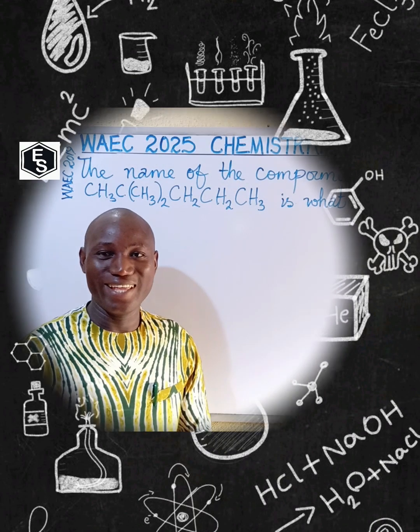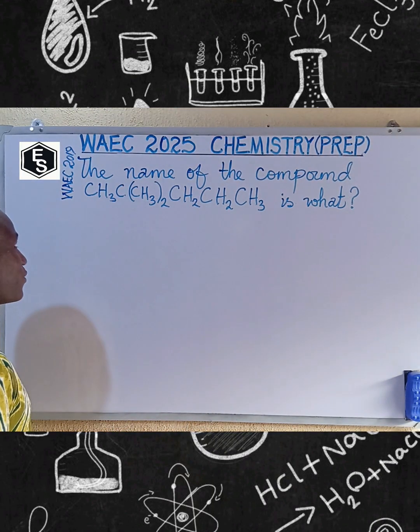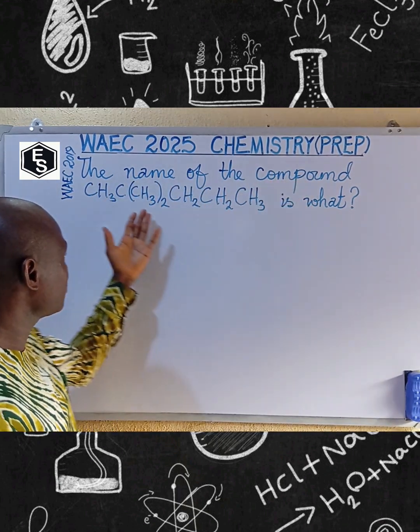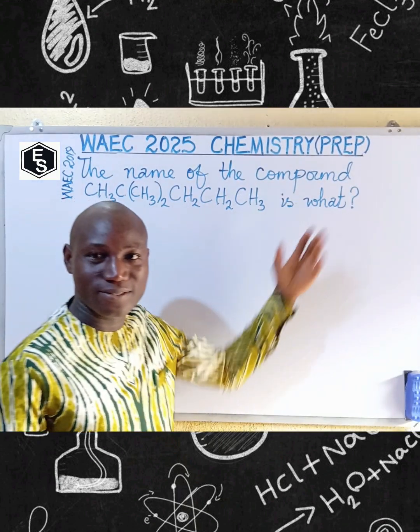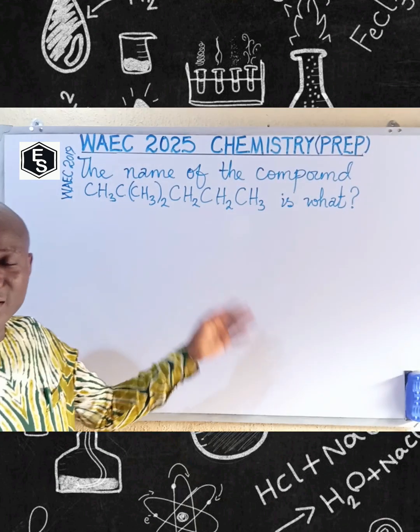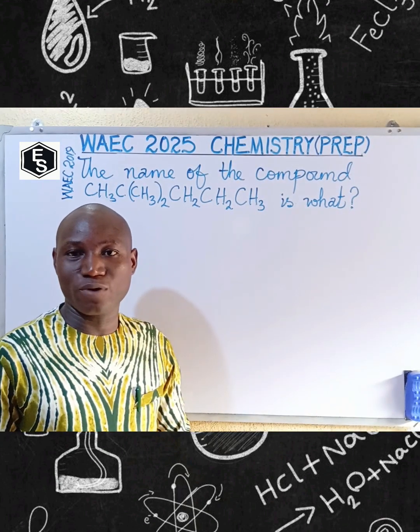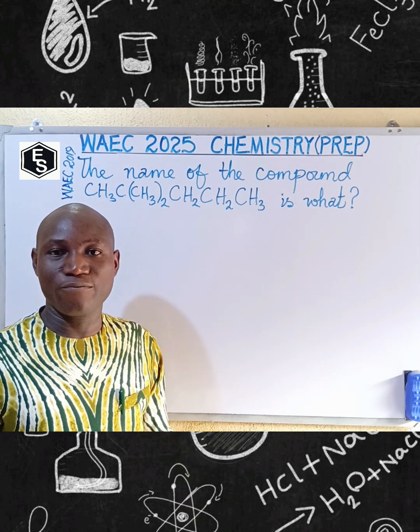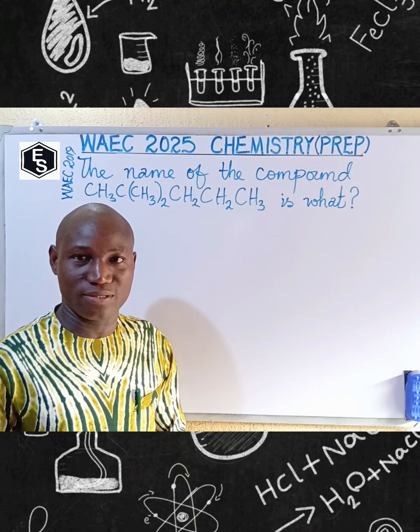Hello, let's look at this question from WAEC 2019. The name of the compound given to us here is what? Of course, this is an organic compound and it is written as a structural formula, but this is a condensed structural formula. We need to write the complete structural formula to easily name it.